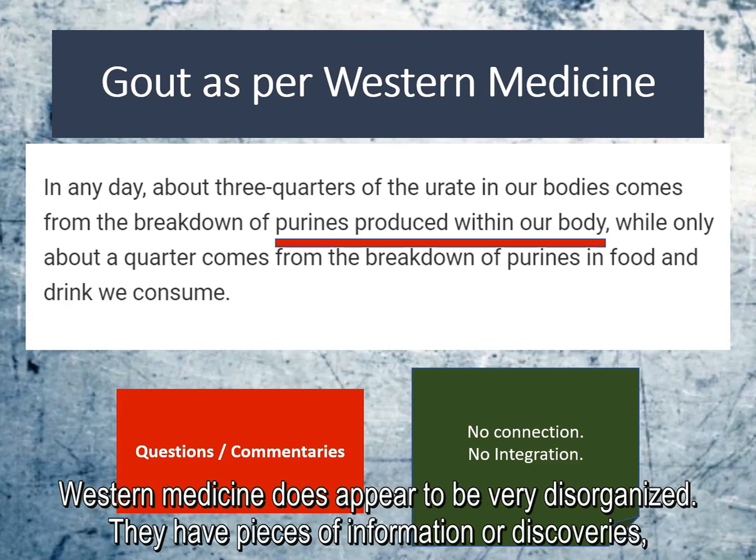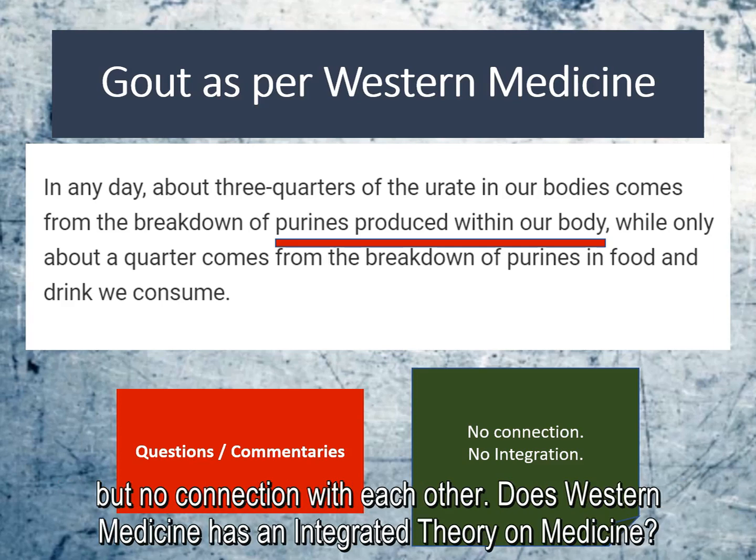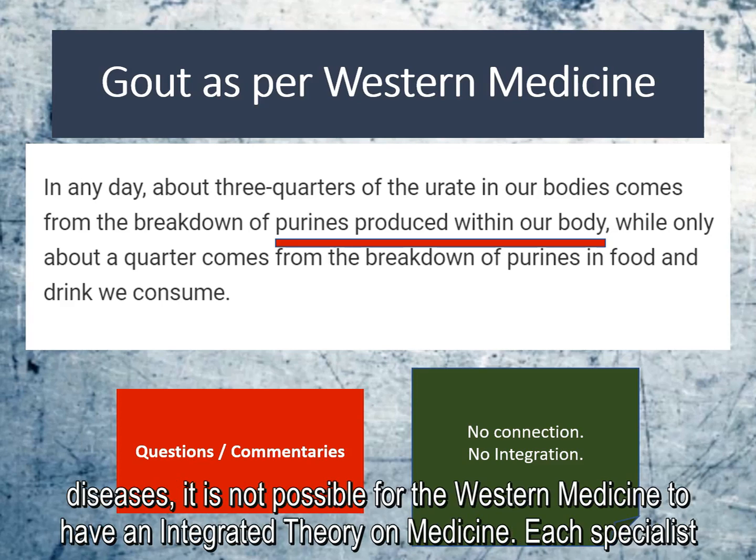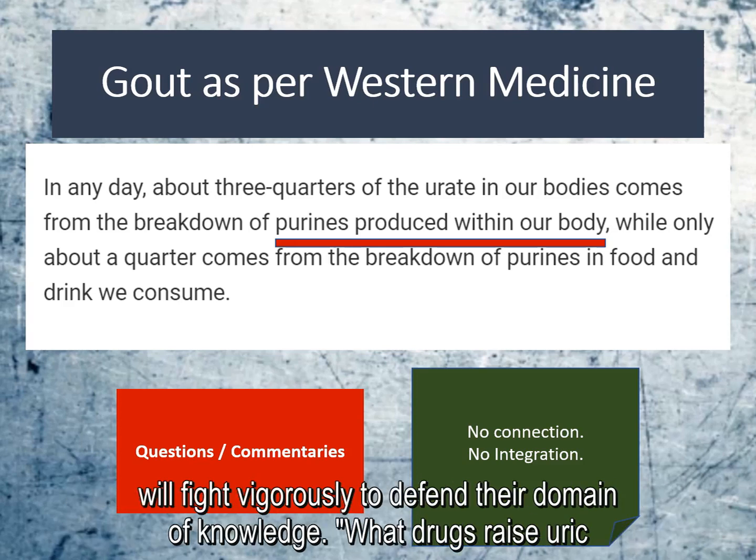They have pieces of information or discovery, but no connection with each other. Does Western medicine have an integrated theory of medicine? Due to Western medicine's overemphasis on different medical specialists handling different aspects of diseases, it is not possible for Western medicine to have an integrated theory of medicine. Each specialist will fight vigorously to defend their domain of knowledge.